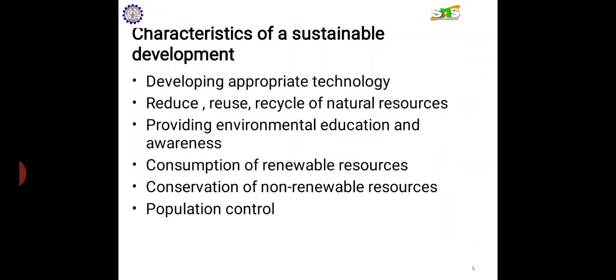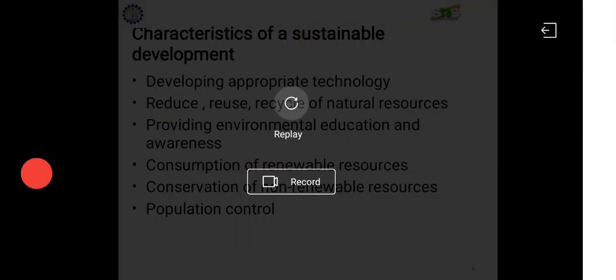The 3R, providing environmental education and awareness, consumption of renewable resources rather than utilizing non-renewable resources, and we have to conserve the non-renewable resources. Population control. So these things are the characteristics of sustainable development.